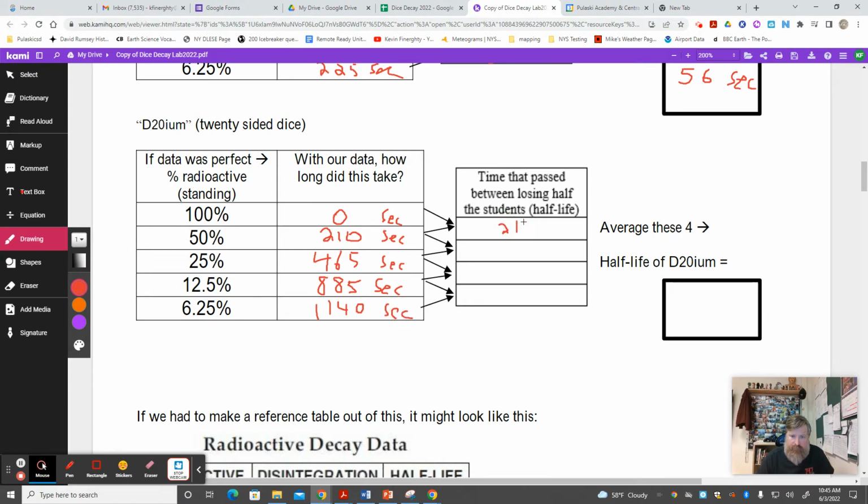So 210. 255. Not terrible. 420. That's where something got screwed up. Again, my guess is attention span. 1140 minus 885 is 255. So hey, look, there's a little stability. All right, so 210, 255, 420, 255.